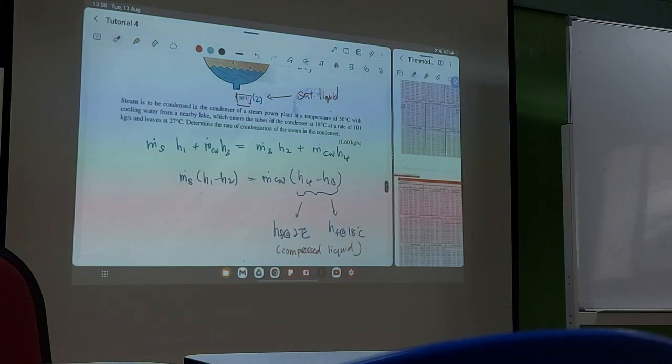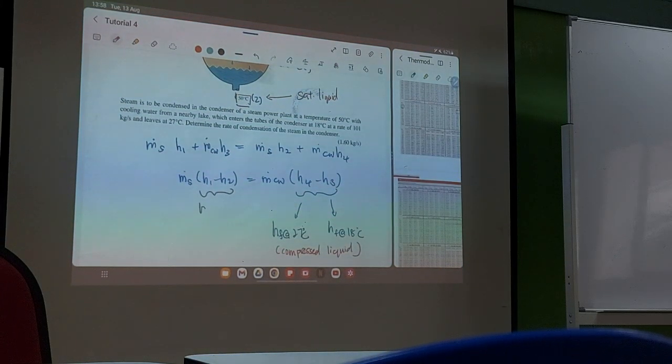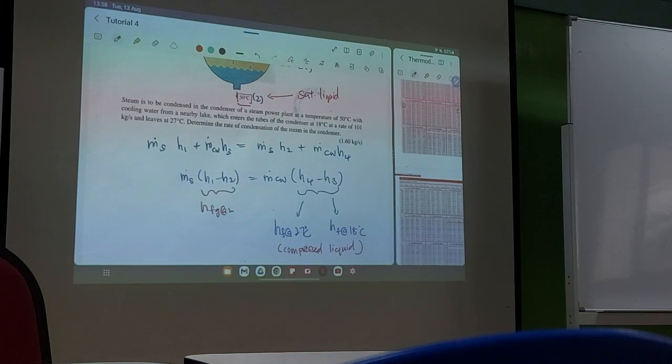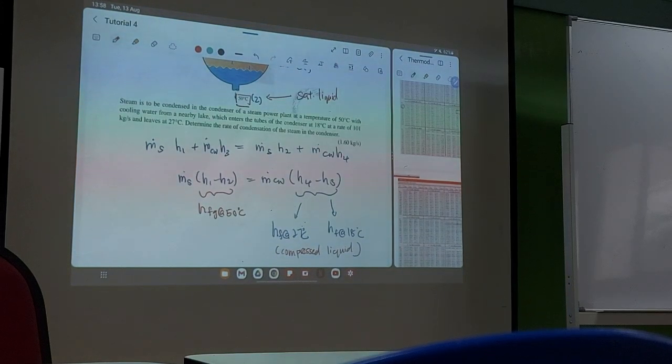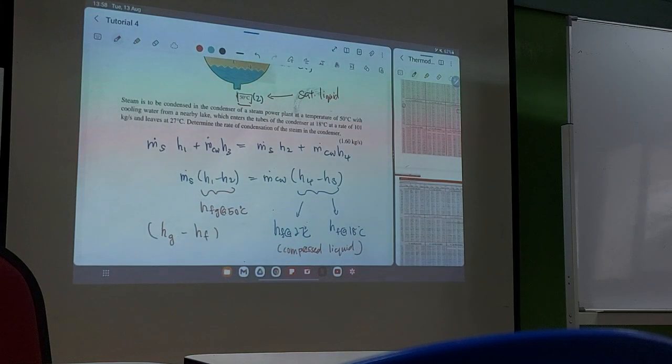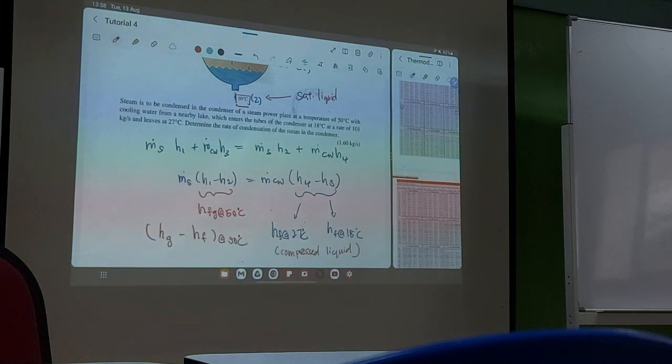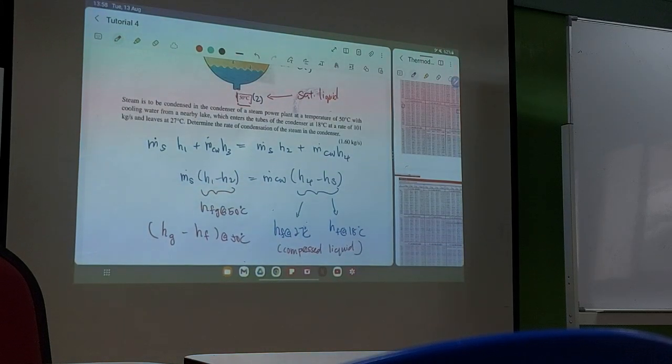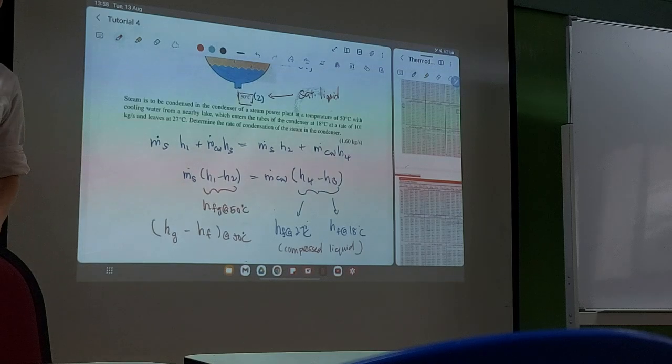So, which means for this, you can simply use HFG at 50 degrees Celsius. Or if you find this hard to understand, then you just write Hg minus HF at 50 degrees Celsius. Same thing. So you solve this, then you can get the mass flow rate for the steam.